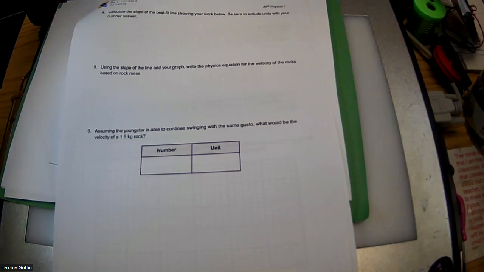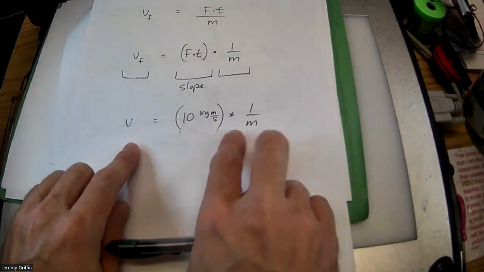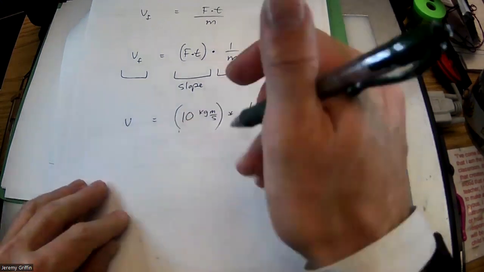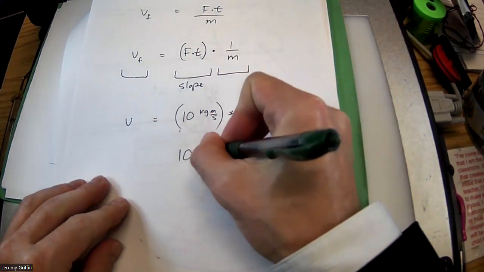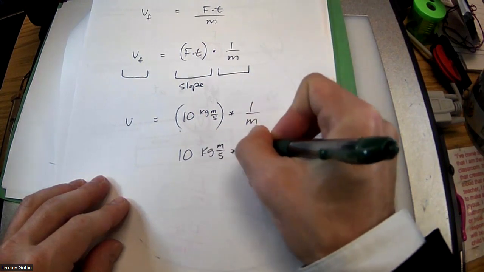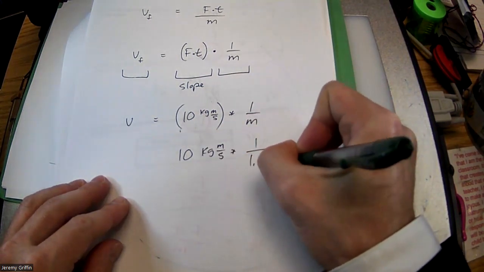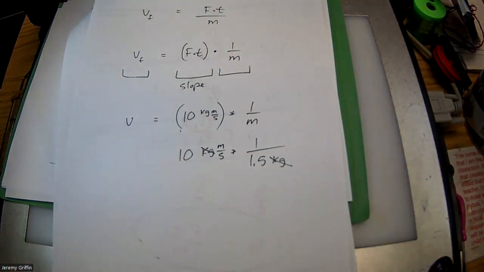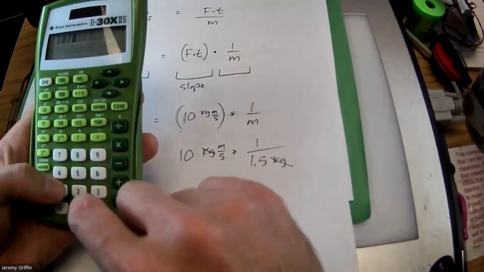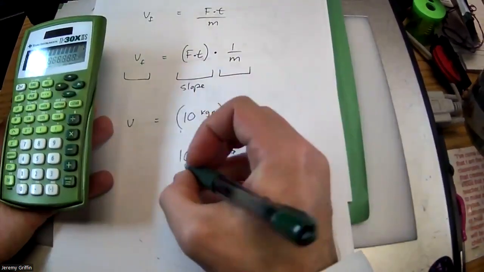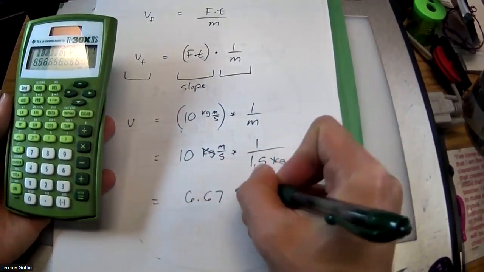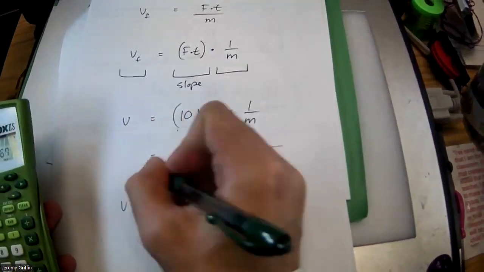Well, you guys have an equation for it. Let's figure out right here. If you plug in 1.5 kilograms right here, you guys see the kilograms can cancel? 10 kilogram meter per second times 1 over 1.5 kilograms. The kilograms cancel. Okay. What is 10 over 1.5? 6.67. 6.67, and then the unit is meters per second, which describes the speed.